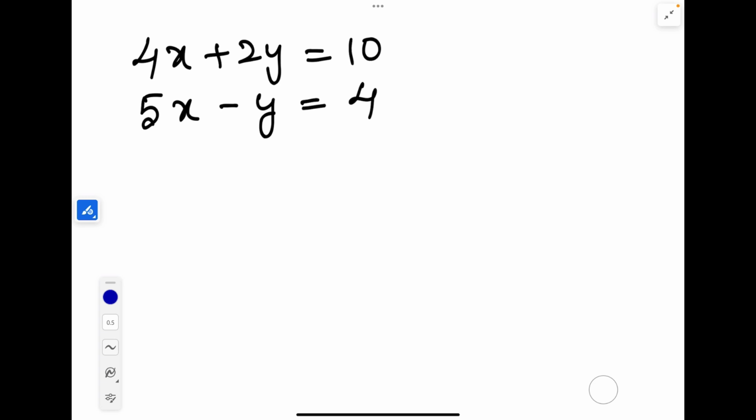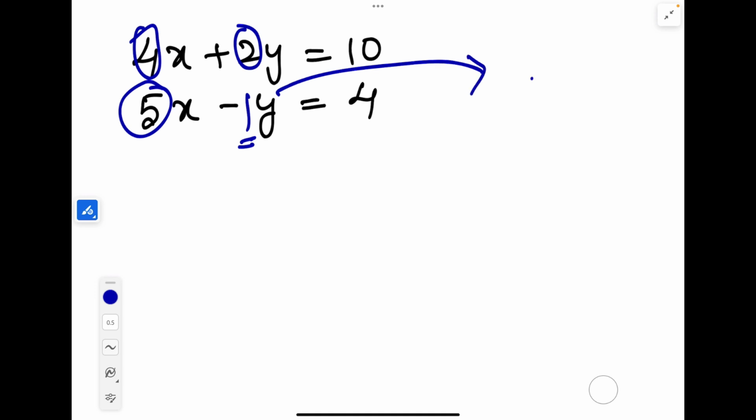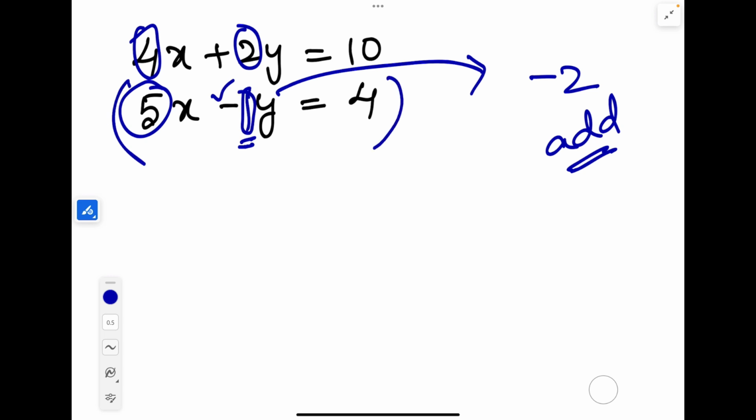Children, here the coefficient of x is 4 and the coefficient of y is 2, whereas in the other equation we have the coefficient of x as 5 and the coefficient of y is minus 1. If I make the coefficient of y as minus 2, then we can add both the equations, and we can eliminate the y part. So how can we make this part as minus 2? Already the negative sign is there. Just this 1 I have to make it 2. For that, multiply this whole equation by 2.